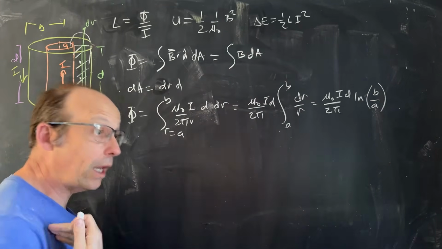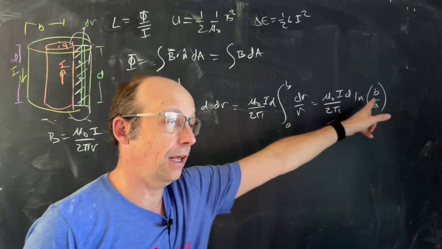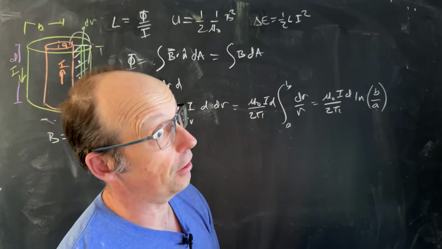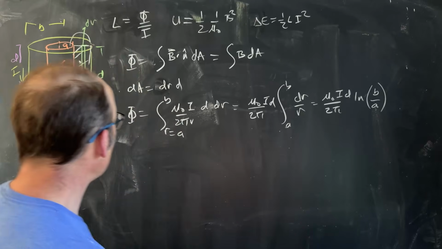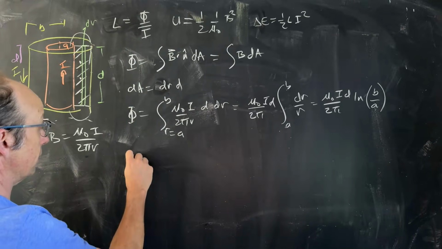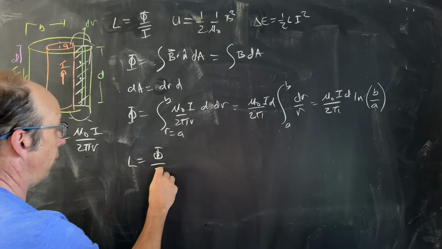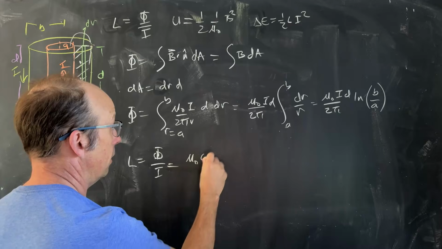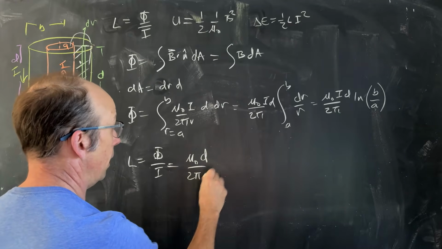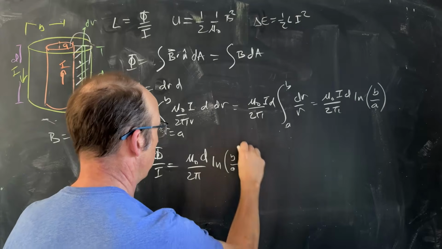And we physicists like to write natural logs as a ratio because then it has no units. You can't take the natural log of something with units. So that's good. So that's my flux. Now I can find the inductance. L is the flux divided by the current. Well, there's only one current in there, and I get mu naught d over 2 pi natural log of b over a. That wasn't too bad.